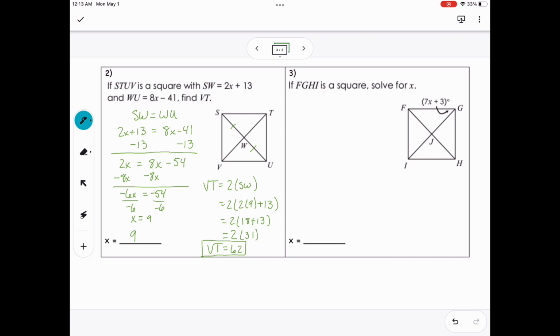And then the last example here: if FGHI is a square, solve for x. Remember that the angle FGI is a bisector of the angle FGH, so it must be equal to 45. So 7x plus 3 equals 45. Subtract 3, divide by 7, gets you 6 for our answer.